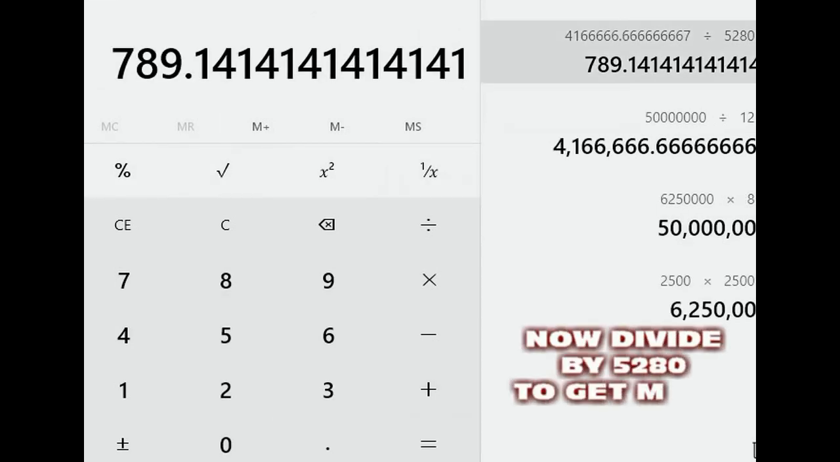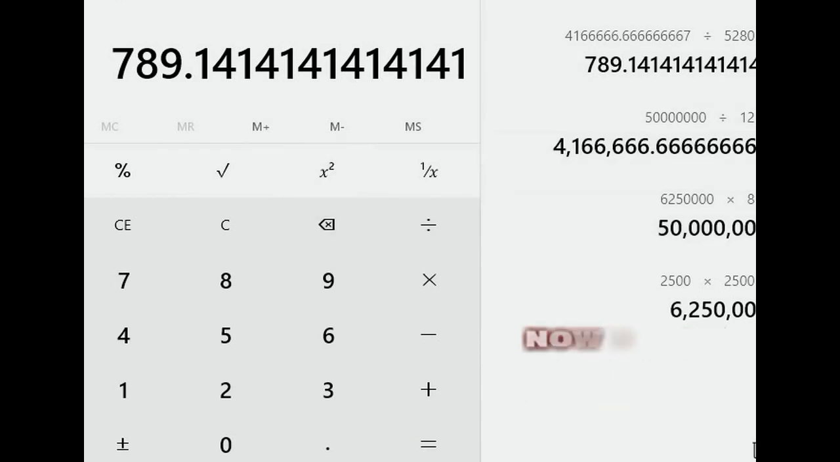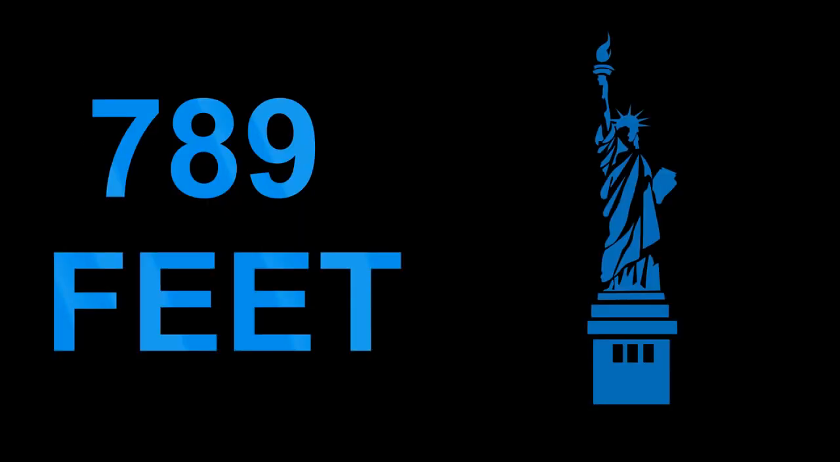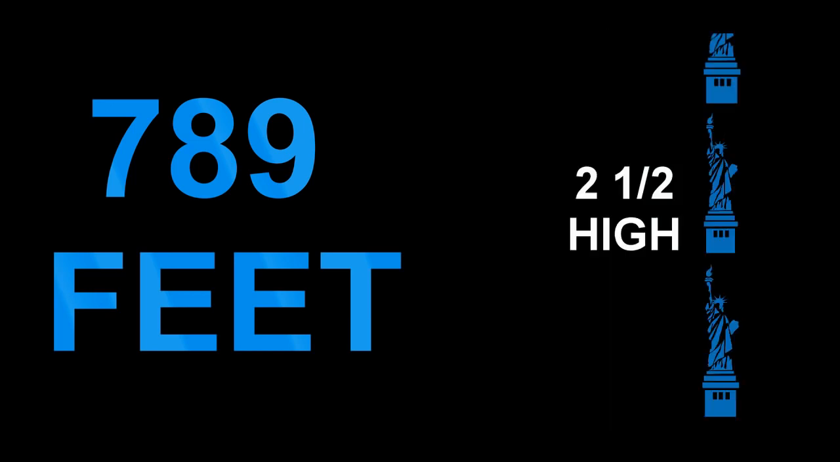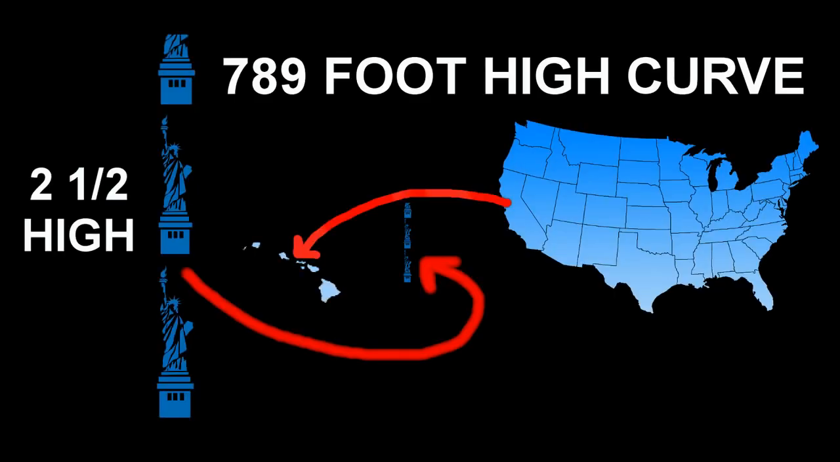So 789 feet is better visualized by the Statue of Liberty, which stands 305 feet. So 789 feet is 2.5 statues. Can you picture a hump of water 2.5 statues of Liberty high in the middle of the Pacific Ocean?